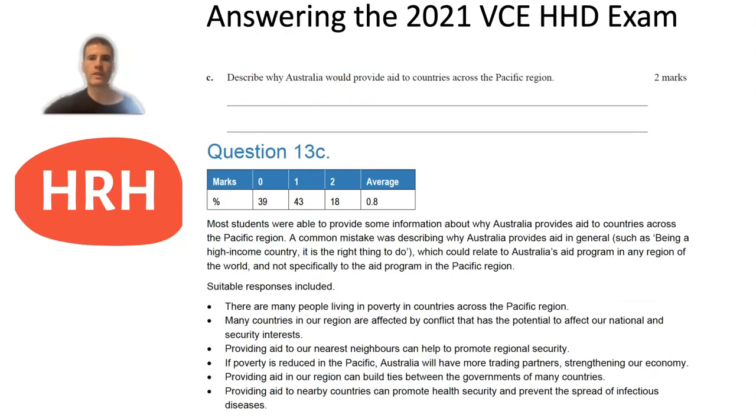For C, it asks you to describe why Australia would provide aid to countries across the Pacific region. And so you had to mention there something along the lines of features of the Australian aid program, but link it into the Pacific region. So you can see down the bottom, they've given you some sample responses, like there's many people living in poverty in countries across the Pacific region, or that many countries in our region are affected by conflict, or the fact that our nearest neighbours and providing aid to those could help promote regional security.